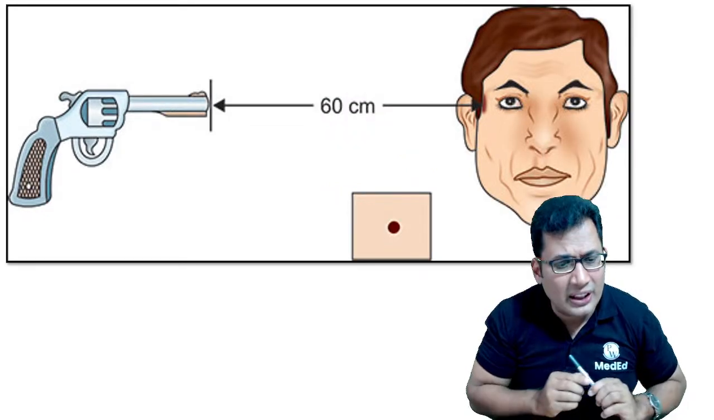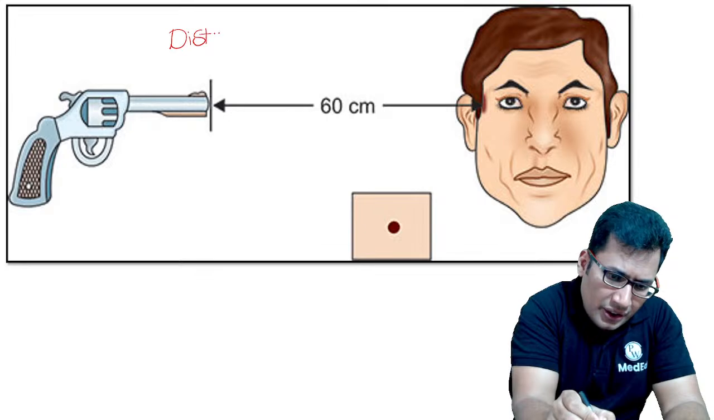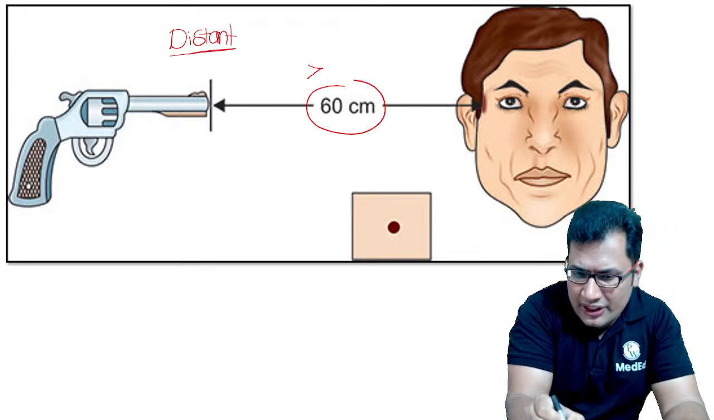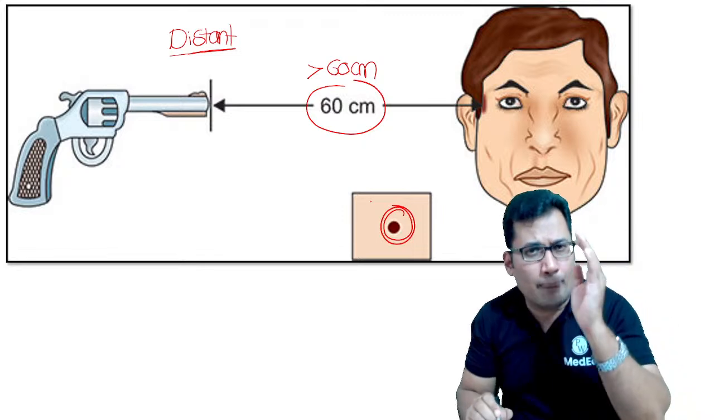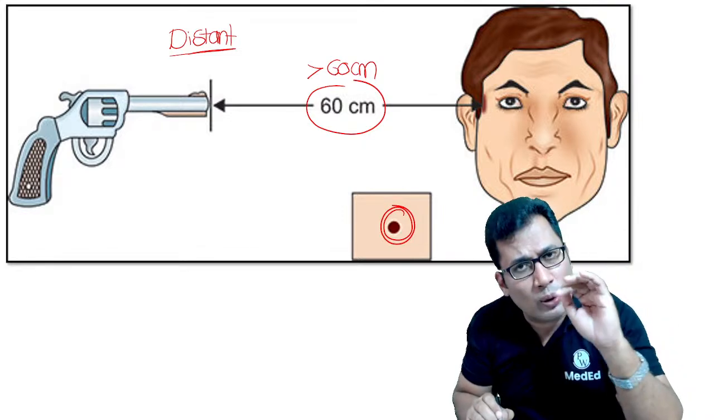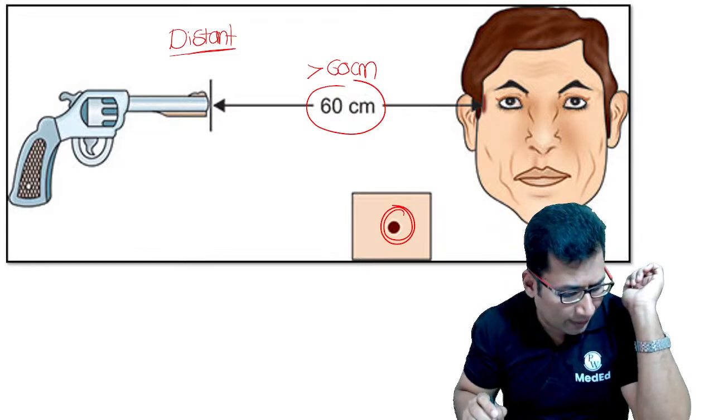Okay. Lastly, distant range. This is distant range, and it is more than 60 centimeter. In this, you will see only the abrasion collar, grease collar, inverted margin, no burning, no tattooing, no singeing of the hair.